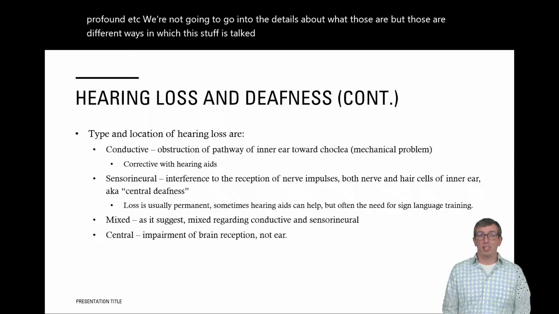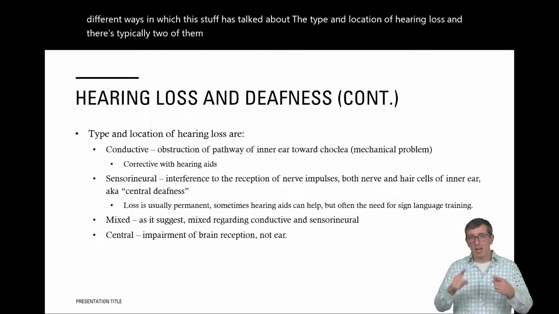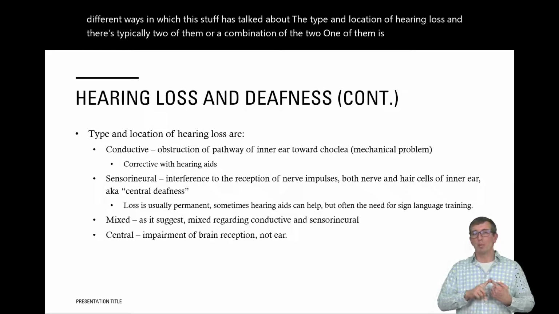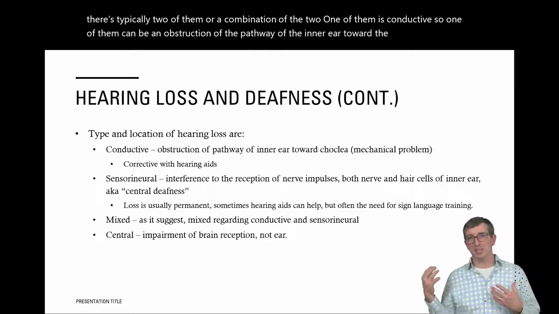The type and location of hearing loss are, and there's typically two of them or a combination of the two. One of them is conductive. One of them can be an obstruction of the pathway of the inner ear toward the cochlea. And essentially, this is just a mechanical problem.